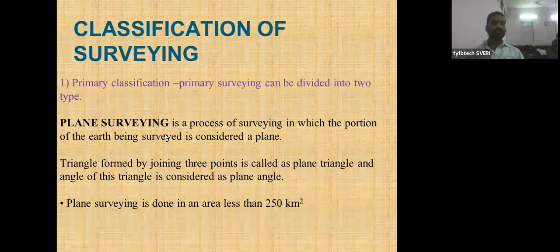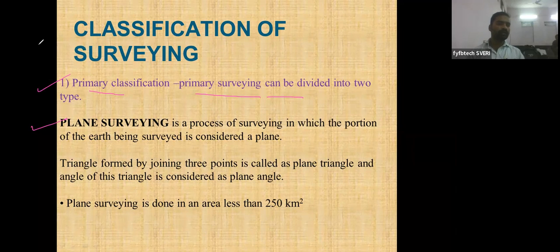Okay. So classification of survey. Surveying is classified into basically two types. One is primary classification and the second one is secondary classification. In the primary classification, surveying can be divided into two parts. The first one is plane surveying and the second one is geodetic surveying.